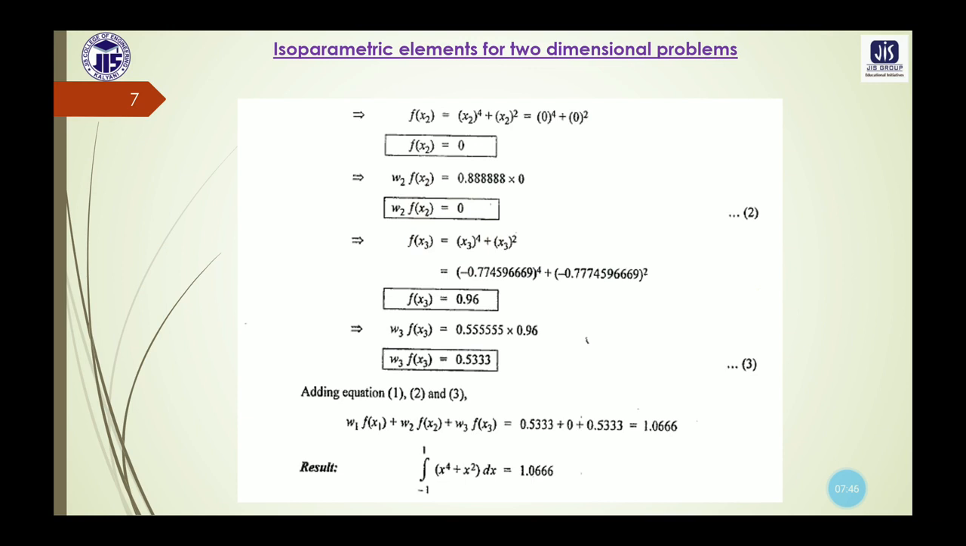The value of x2 that we have identified from the table is 0. So that means f(x2) is 0. Now if we multiply this value with the corresponding weight w2, then we are getting w2 into f(x2), which is 0. So this is our equation number 2.